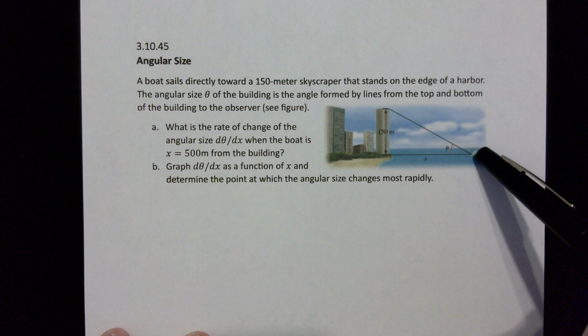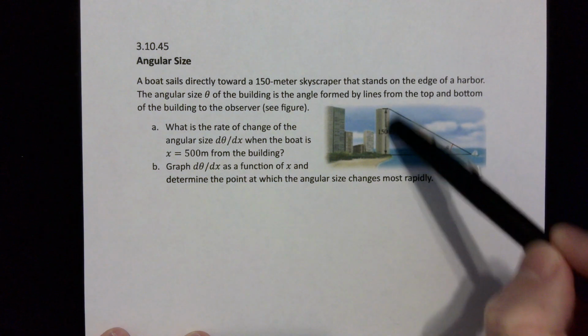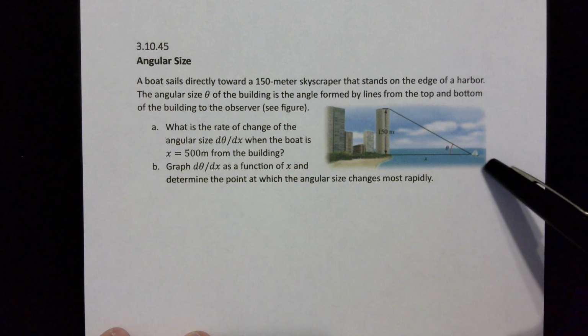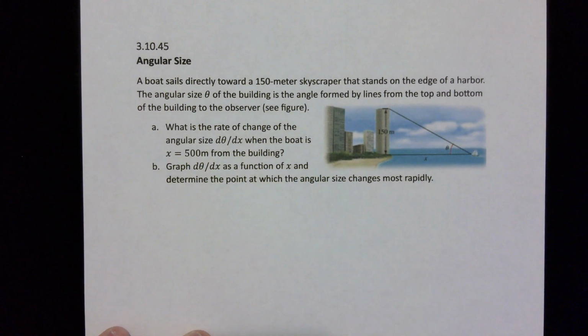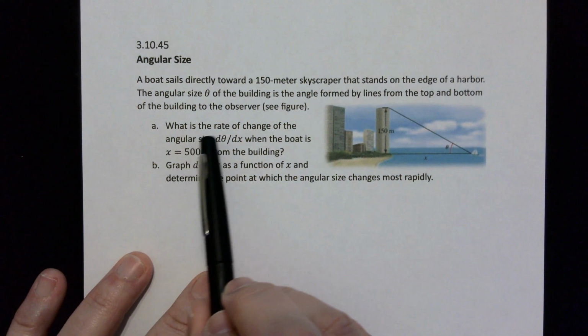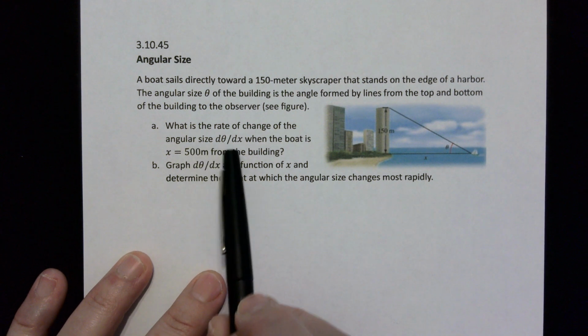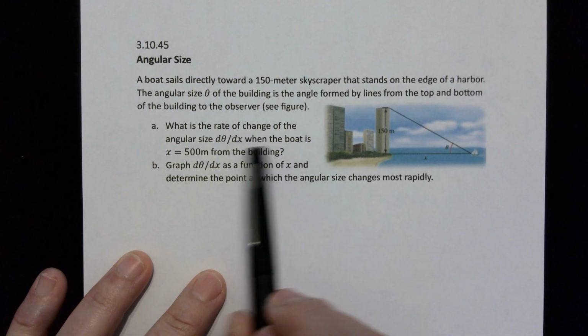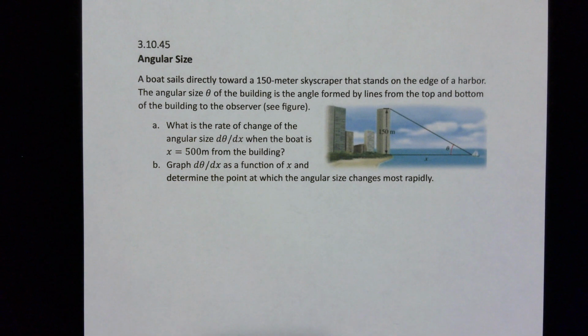The observer's out here. Okay, so we've got this right triangle here, and we've got the height right here is 150, and we have this distance between the boat and the bottom of this building being x. Okay, so what we want to do is find the rate of change of the angular size, d theta dx, so that's a derivative, when the boat is x equals 500 meters from the building.